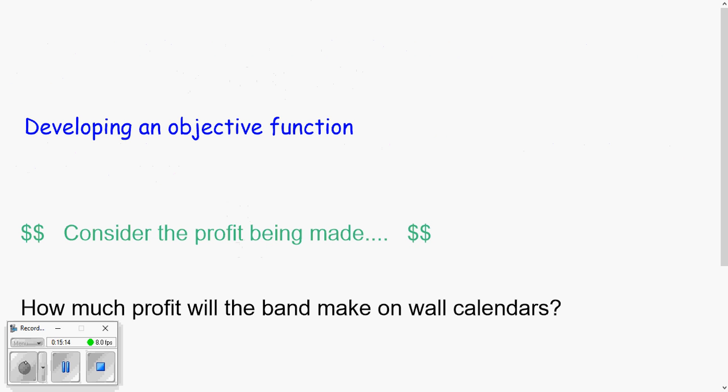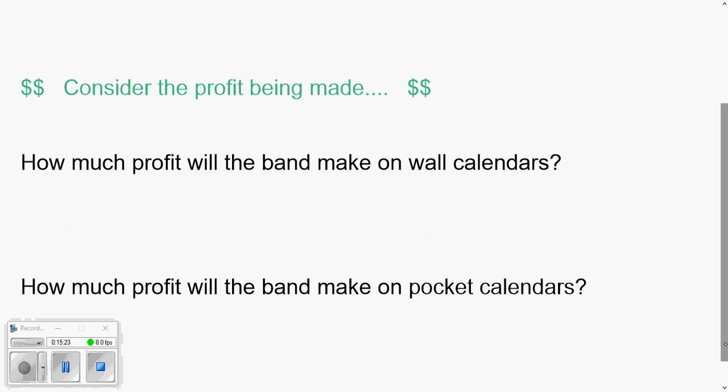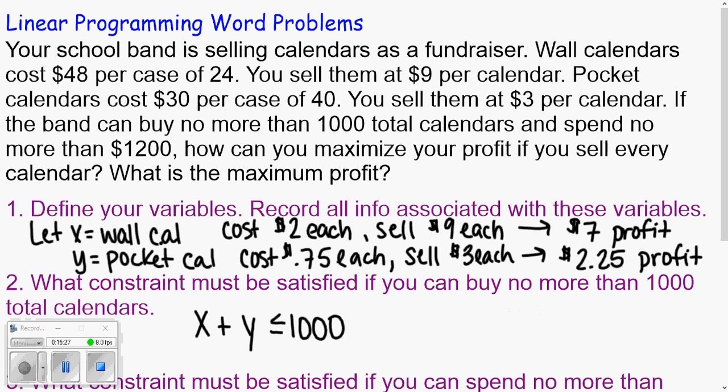Okay, so we have to develop our objective function. Sometimes they'll give you the objective function, here they do not. And remember, we're talking about profit. So how much profit will the band make on wall calendars? We already discussed it on this slide. Wall calendars were $7 profit and pockets were $2.25.